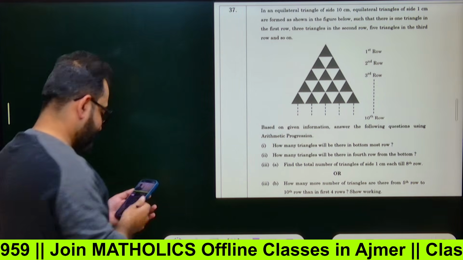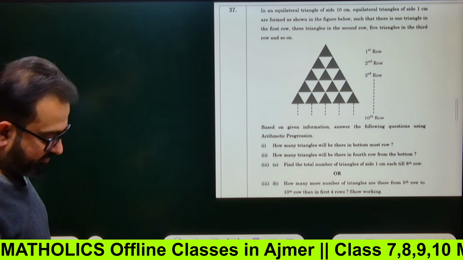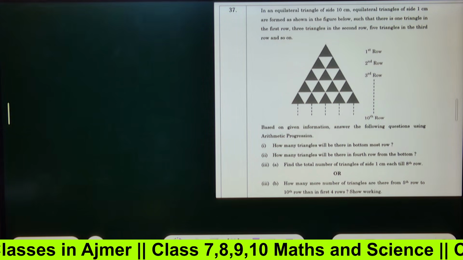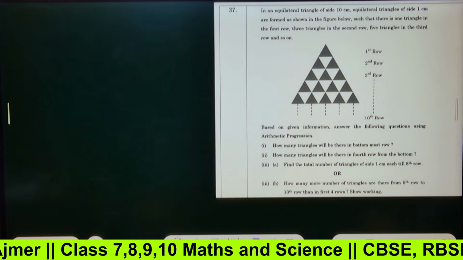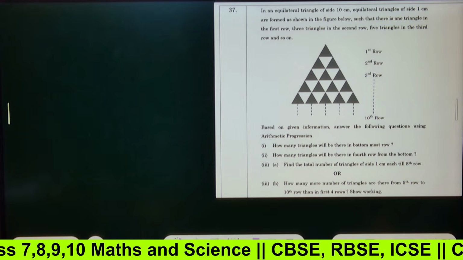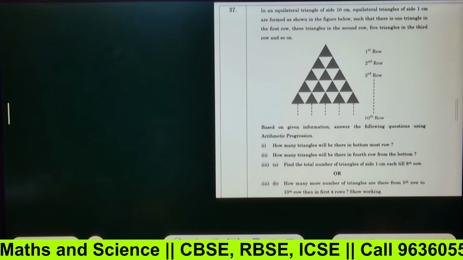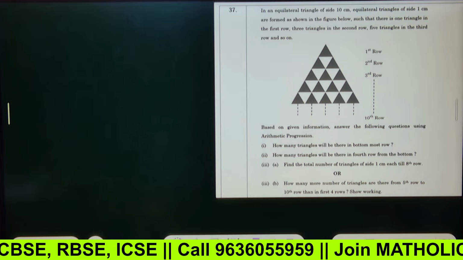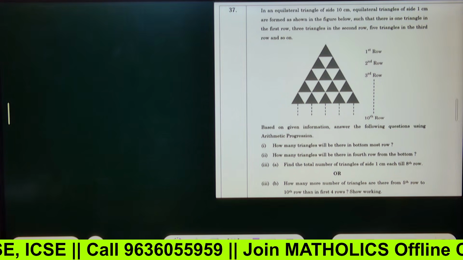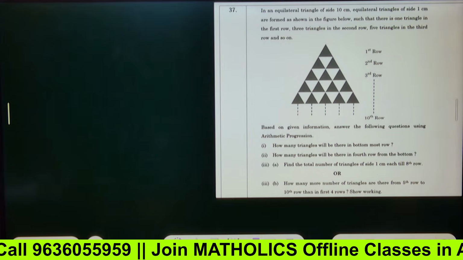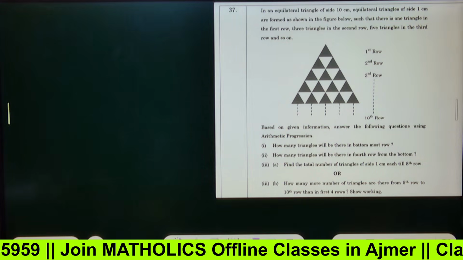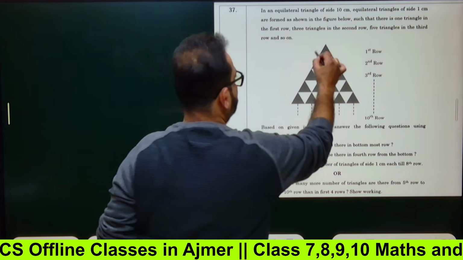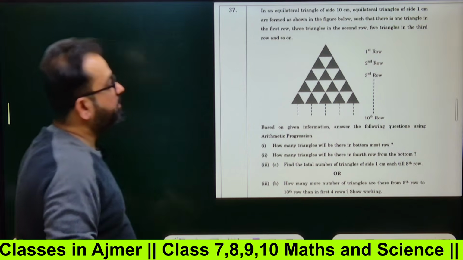Read the question carefully. Then I'll be solving this for you. Done? Okay. Read this question. In an equilateral triangle of side 10 centimeter, equilateral triangles of side 1 centimeter are formed as shown in the figure below. This is an equilateral triangle, and inside it you can see different equilateral triangles, right? This is equilateral, and this is like this. All triangles are equilateral.